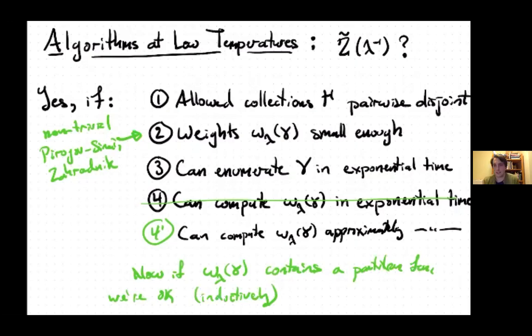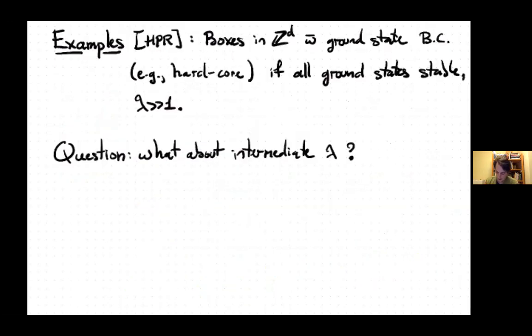So if you've never seen these low temperature expansion methods, this is a little too fast, but I think it gives you the idea that at low temperatures, you can treat it like a high temperature problem. So as an example, in this paper with Will Perkins and Rex, we showed how you can use this to approximate the partition function, say, in boxes in Z^d if you put ground state boundary conditions. So this raises the question, though, what happens at intermediate values of lambda? This is only when lambda is extremely large, to prove that the expansion converges. What happens in between?